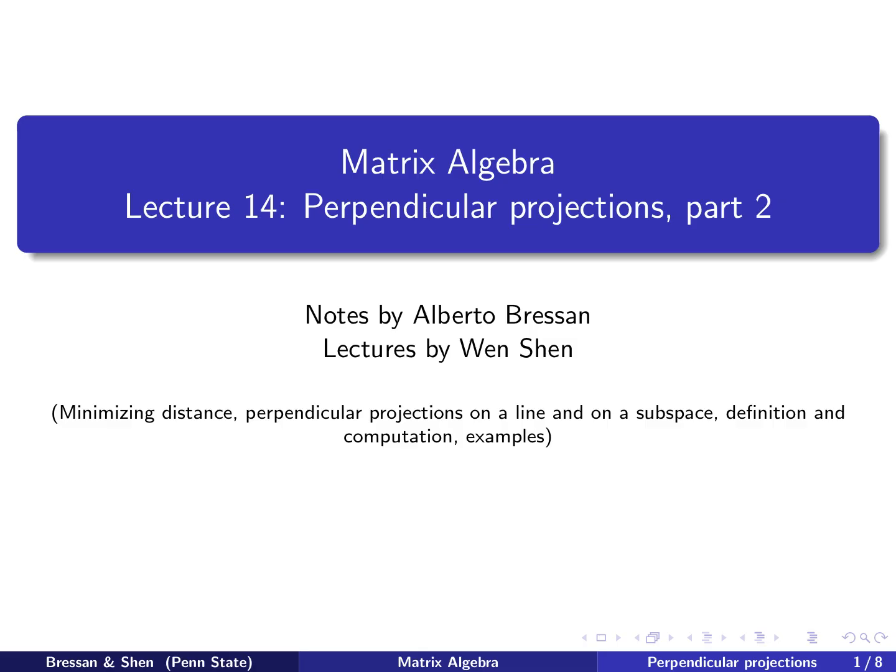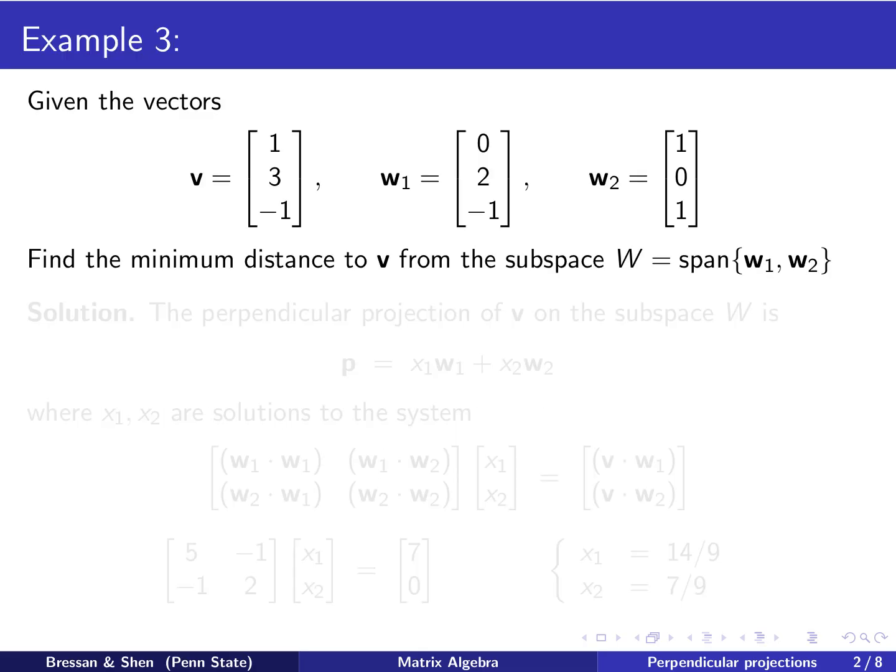In this part of the lecture, we'll continue our discussion on perpendicular projections. We'll take several examples here and we'll talk about projection on a vector space which consists of continuous functions. Okay, let's get started. So, this is our first example here.